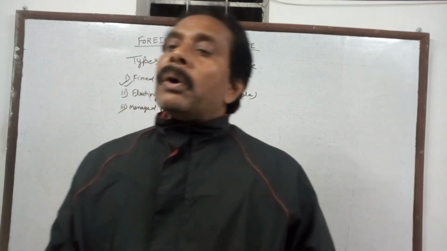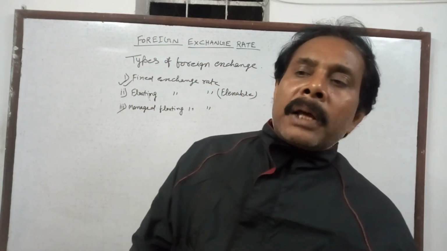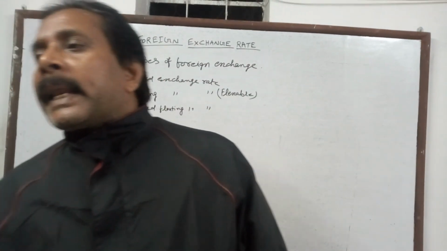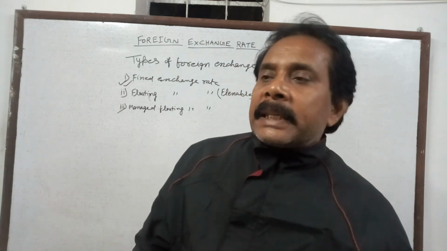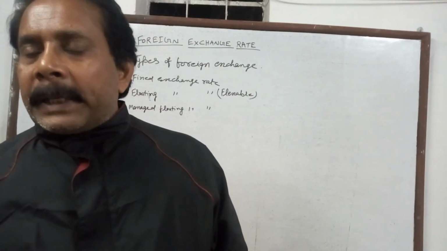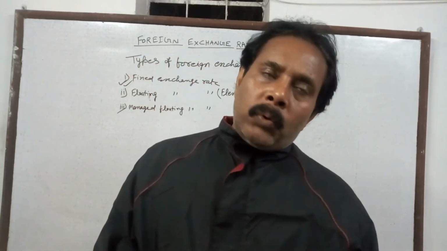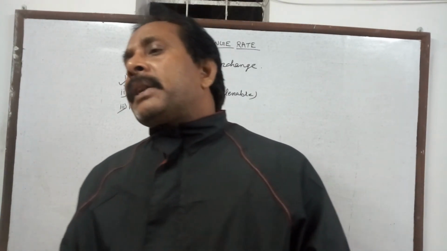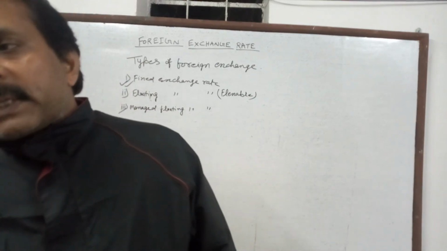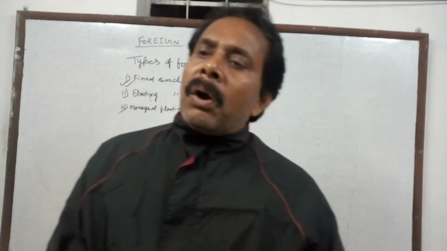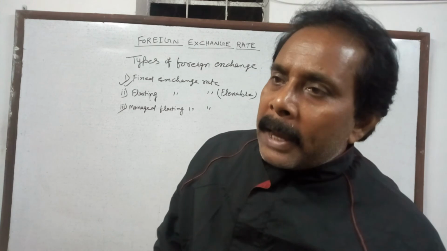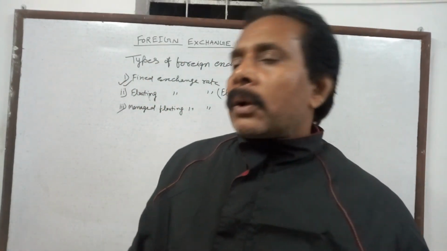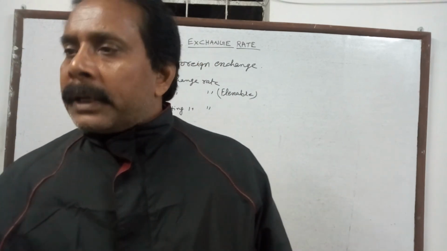So you should know what you mean by the gold standard. External values of all currency were maintained by fixing their prices in terms of gold. So the central bank of each country was ready to buy and sell unlimited quantities of gold at a fixed price in terms of its own currency, and that's why the gold standard system was developed.